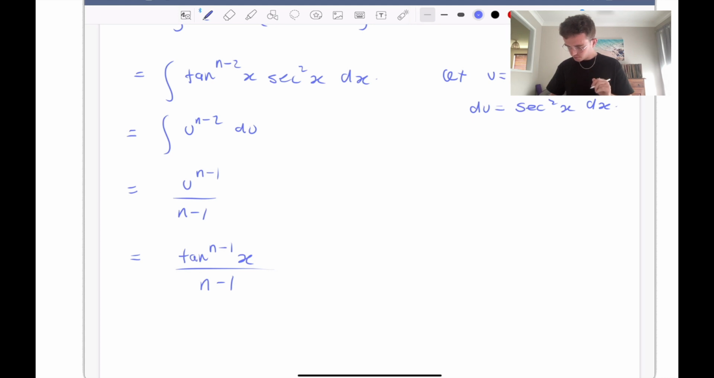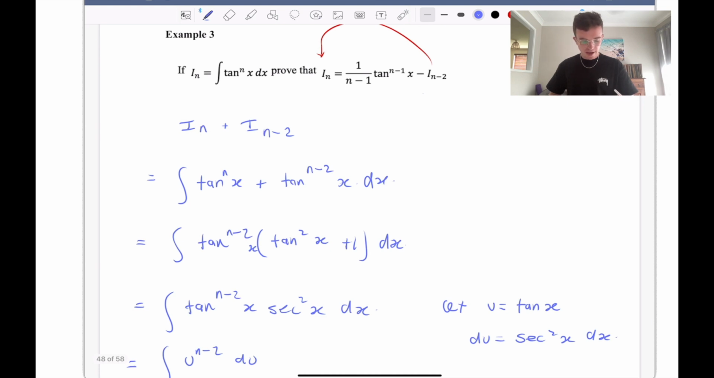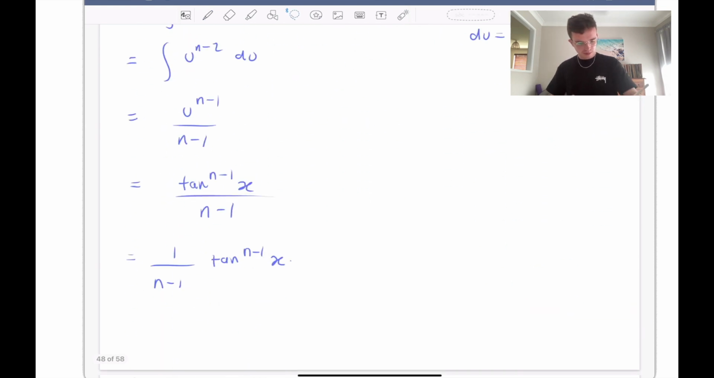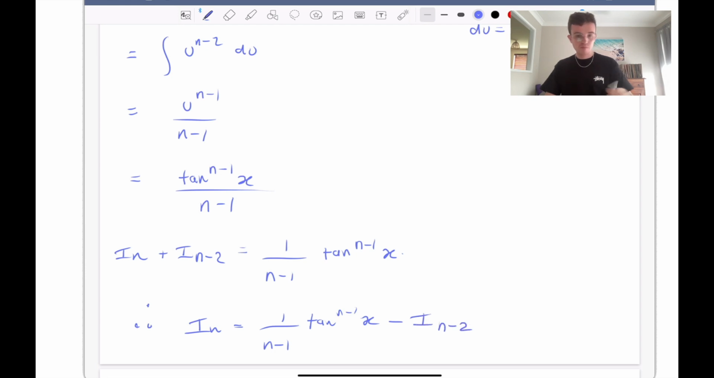However, so this is 1 on n minus 1 tan n minus 1 x, which is actually, I think that's what we wanted to prove. So I think we have done, sorry, ignore what I just said. So yeah, we've proven that I n plus I n minus 2 is equal to that. So therefore I n is equal to 1 on n minus 1 tan n minus 1 x minus I n minus 2. Okay.